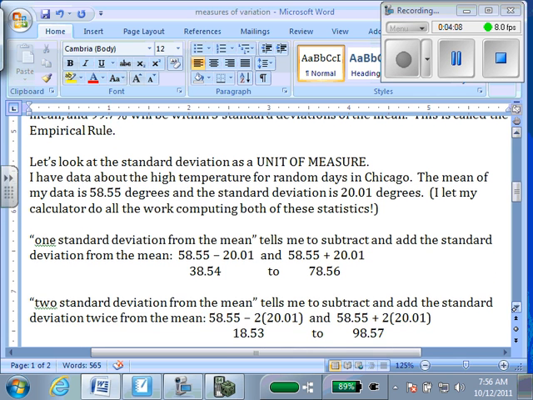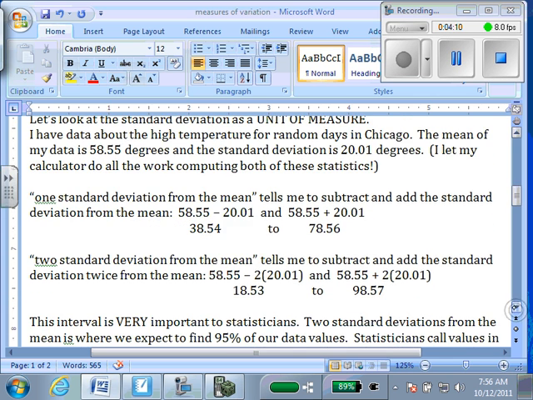And what does it mean to be 2 standard deviations from the mean? It tells me to subtract and add the standard deviation twice. So 58.55, the mean, minus 2 times 20.01, and 58.55 plus 2 times 20.01. That computation gave me 18.53 degrees to 98.57 degrees. So this means 95% of the high temperatures in Chicago should be between 18.53 degrees and 98.57 degrees.